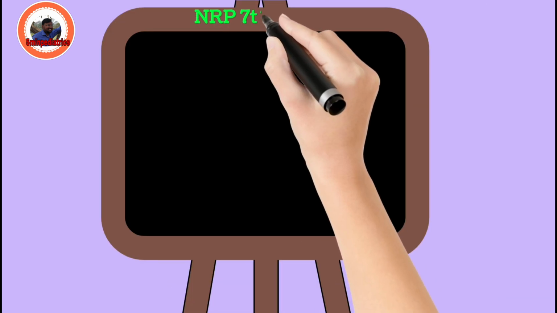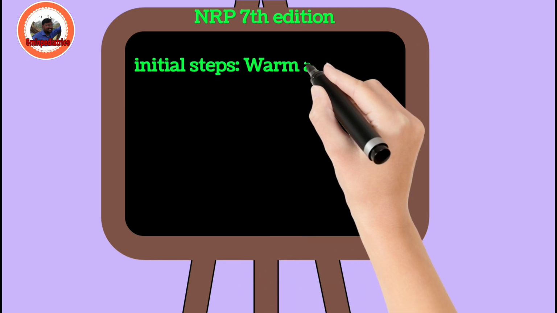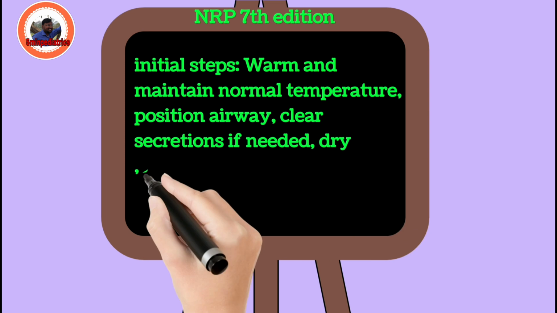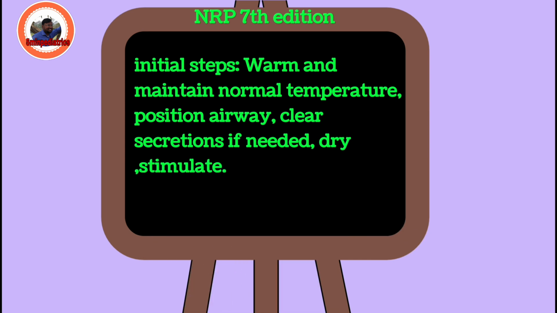Next, the next change we have in NRP 7th edition? Initial steps were warm and maintain body temperature, position airway, clear secretion if required, dry then stimulate. These are the initial steps of management.